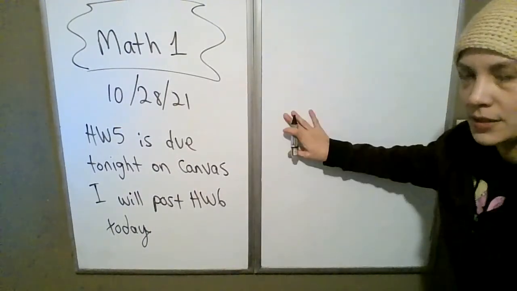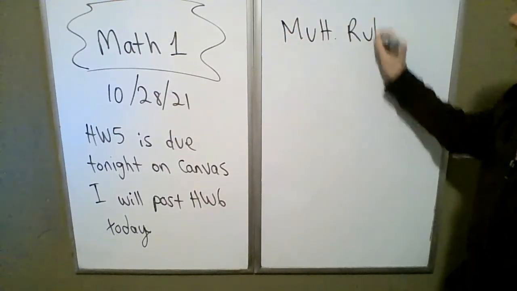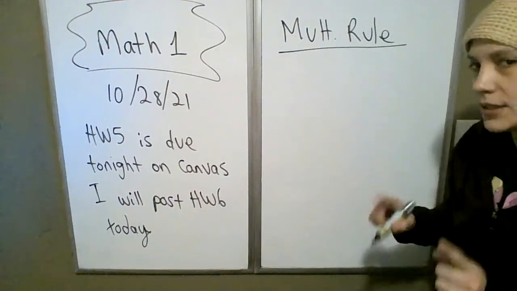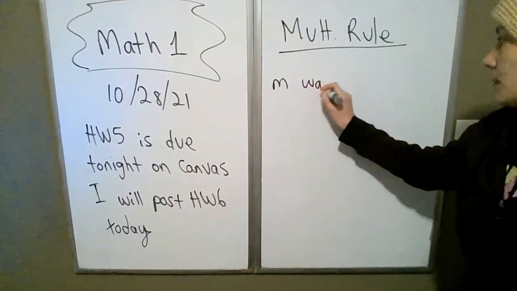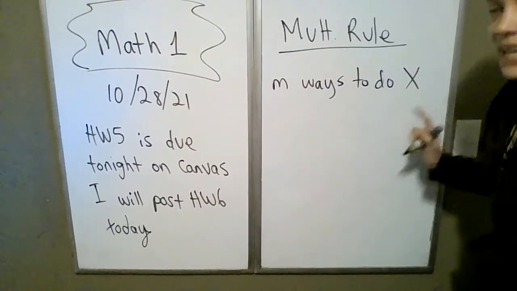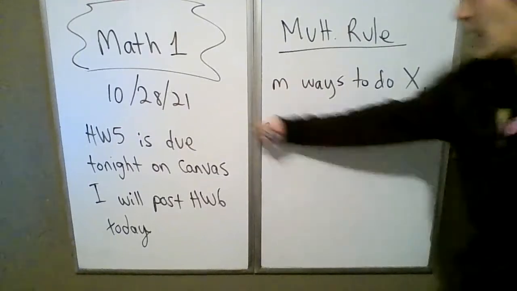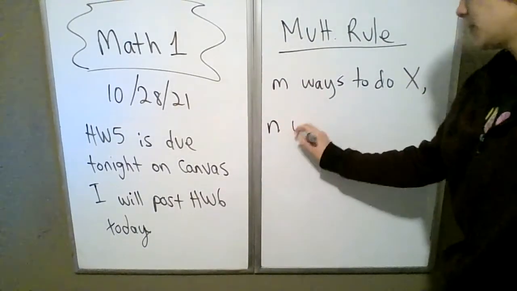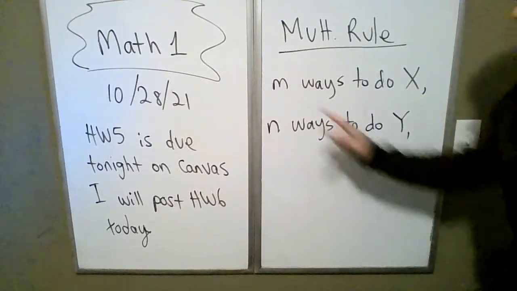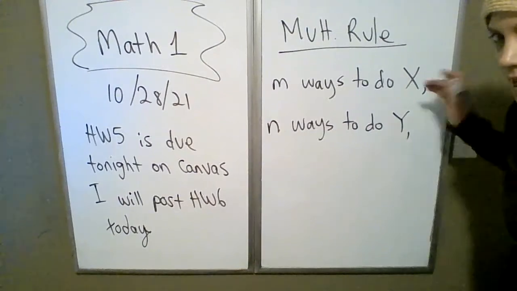Okay, so just to summarize the first one, the multiplication rule. If there are m ways to do x, m ways to do one thing, and n ways to do a different thing, then you multiply those together to know how many ways to do both x and y. And in that order, x and y.